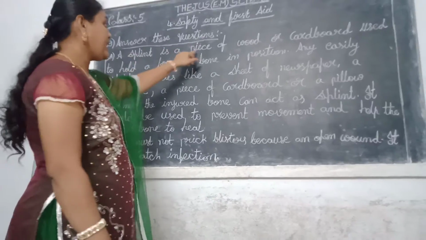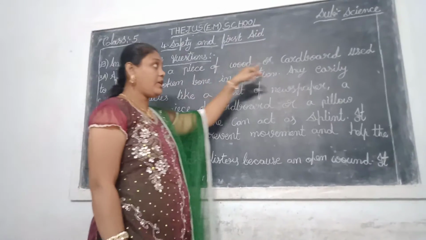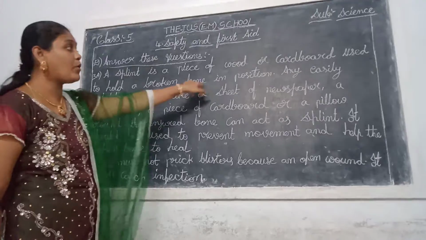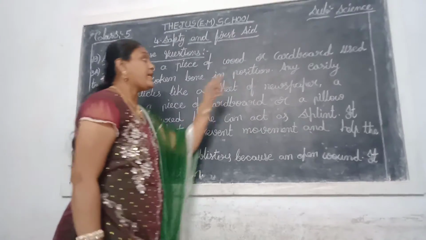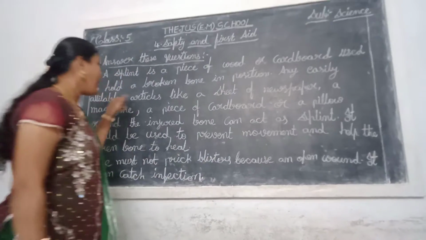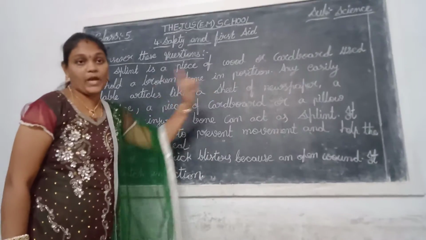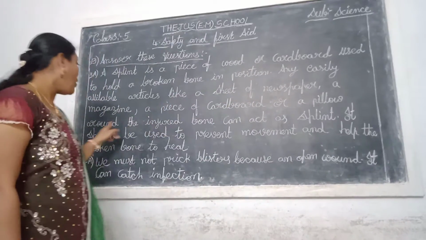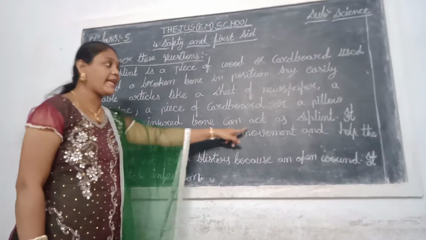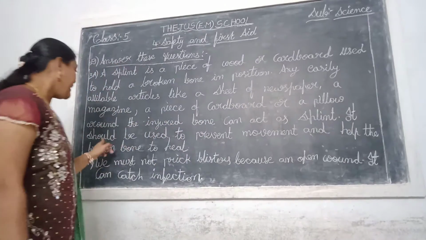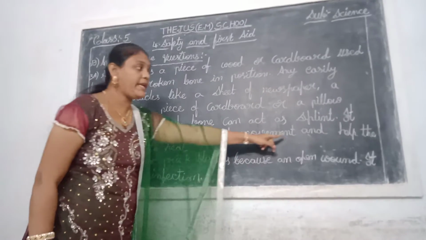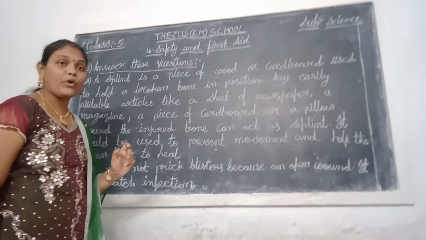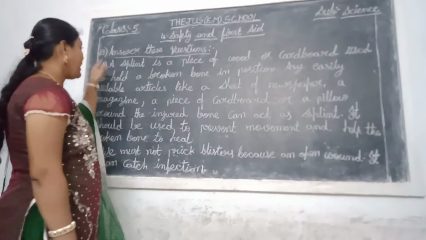A splint is a piece of wood or cardboard used to hold a broken bone in position. Any easily available articles like a sheet of newspaper, a magazine, a piece of cardboard or a pillow around the injured bone can act as a splint. It should be used to prevent movement and help the broken bone to heal. Okay, say the word.